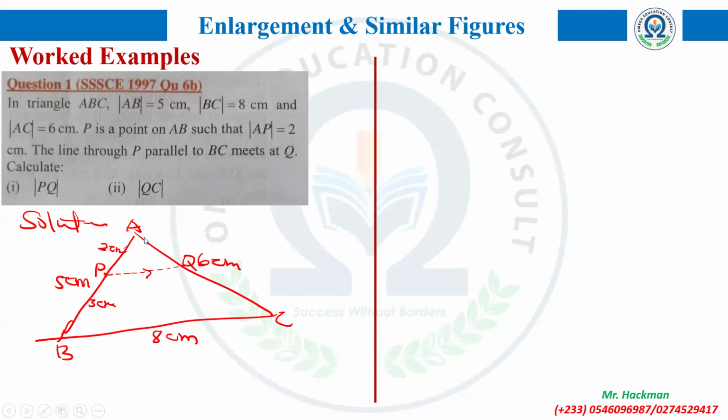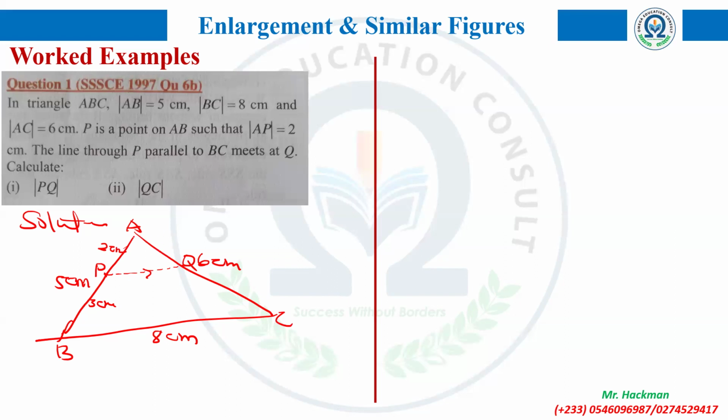So you know how to identify your similar figures. You are asked to find the length of PQ, this length, and also the length of QC, this length. Take note, it's the entire length here, that is 6 centimeters.